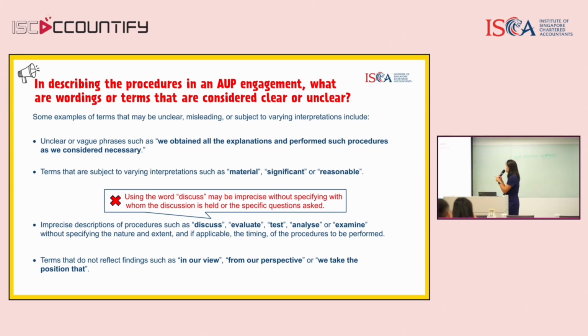For example, if we just say discuss, but we did not specify who you want the discussion to be with, who to discuss with, and what questions to ask, that is rather vague. Then the last one, wordings like in our view, from our perspective, we take the position. These are terms to be avoided because they do not reflect findings.